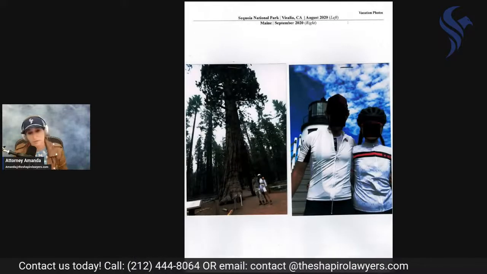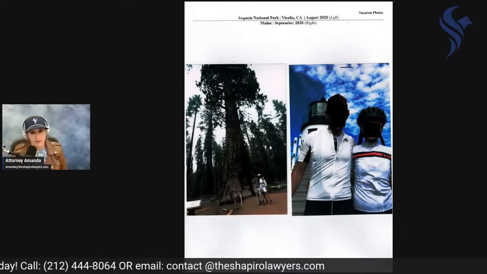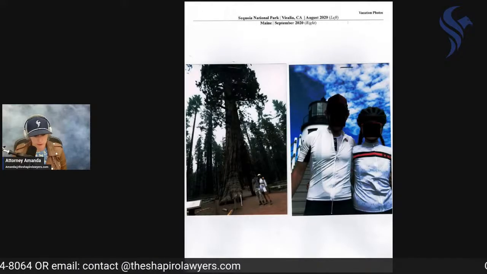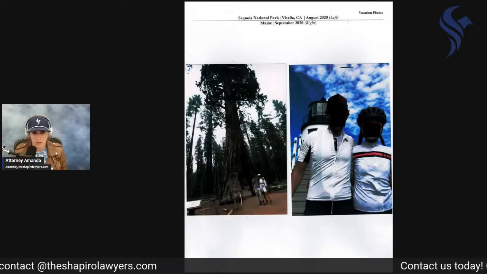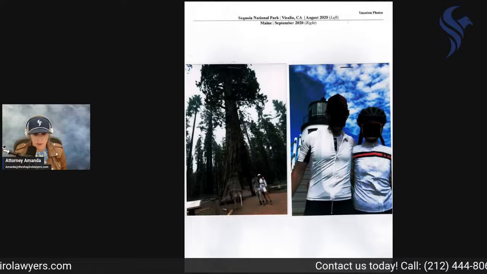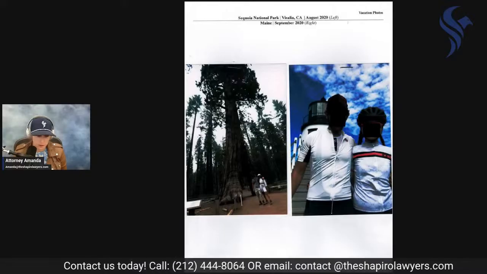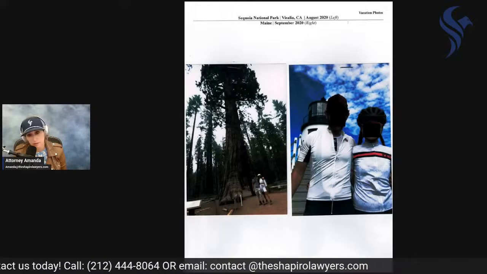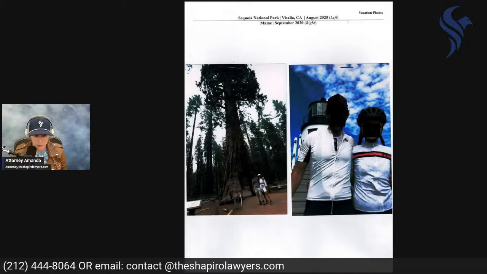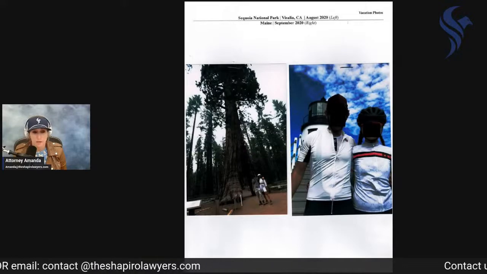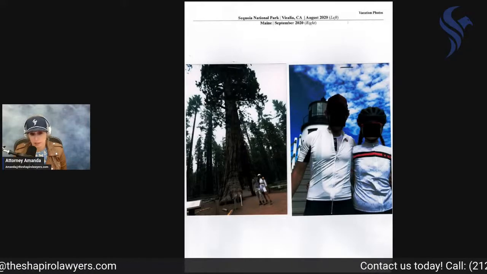Now here is more, we have some more vacation photos, and vacation photos are great. Some people are not lucky enough to go on a lot of vacations, especially in the early stages of their marriage when they're waiting for the green card and work permit and things like that. But if you do go, they're fantastic photos.